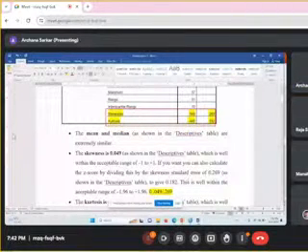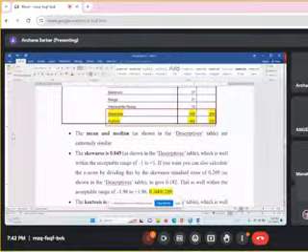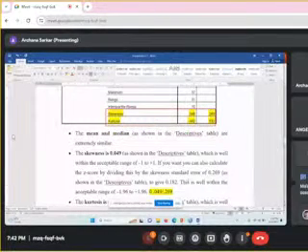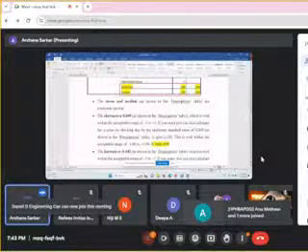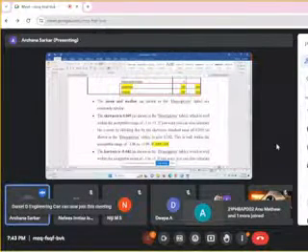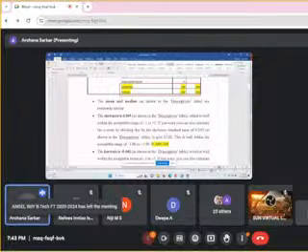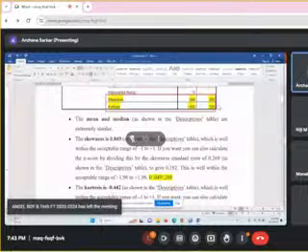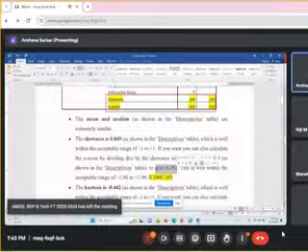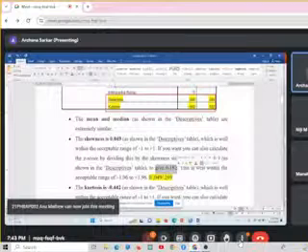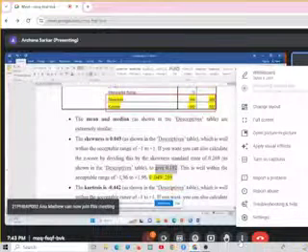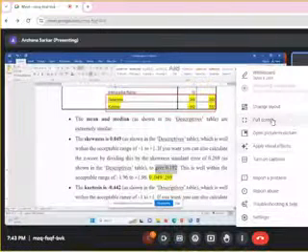It's 0.182. Yes, ma'am. It will give you 0.182. Now, what is the range of that Z score? The Z score range is plus or minus 1.96. So what value do I get? 0.182. So again, it is in the range.